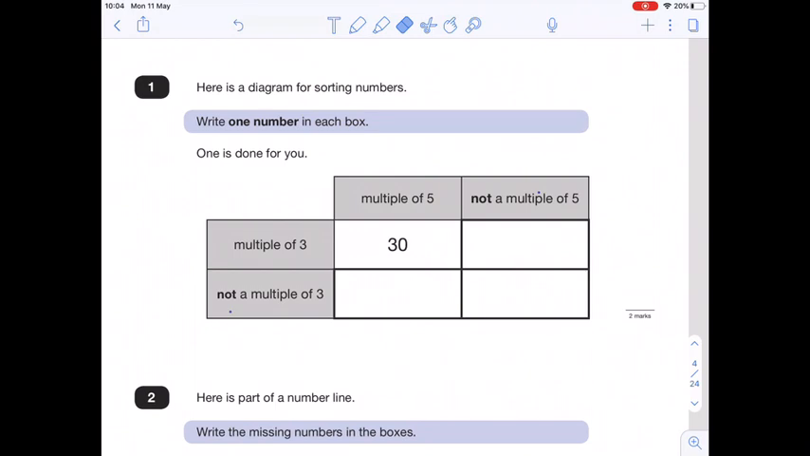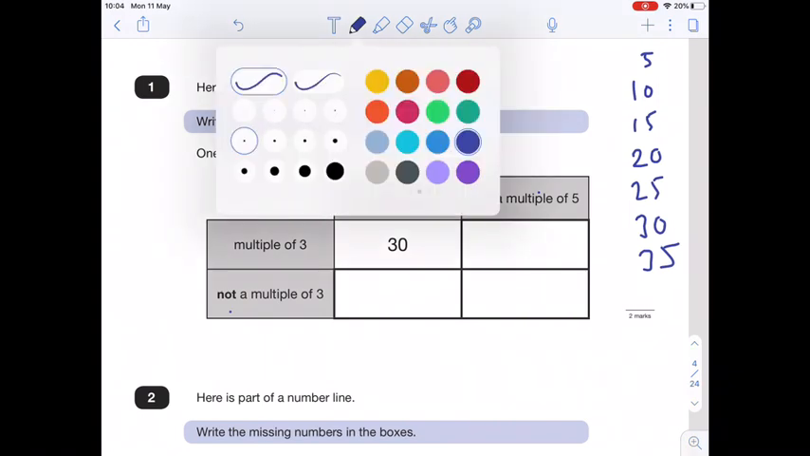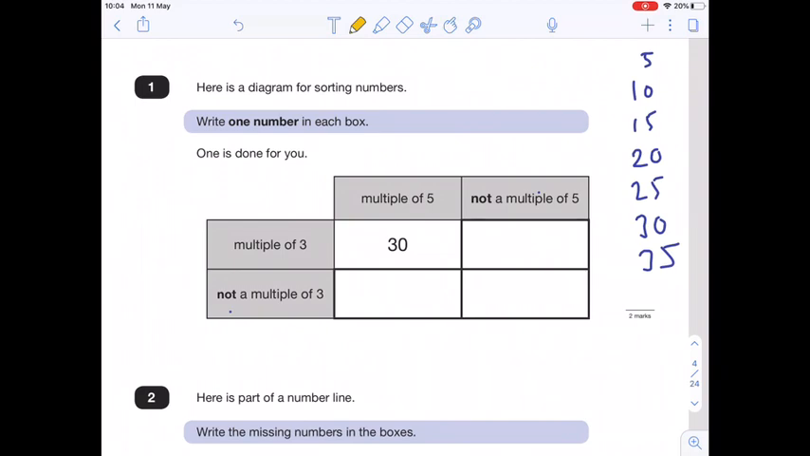Okay, so in this box here, we want a number that is not a multiple of 3, but is a multiple of 5. It's where these two meet. So let's write down the multiples of 5. I don't think we need to go much further, but we can just use it as a revision tool. Let's see now which ones are not multiples of 3. So you could have had 5, 10, 20, 25 and 35. Any of those numbers could go in there. I'm going to choose to write in 5.